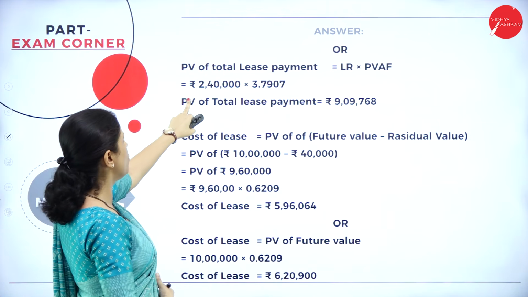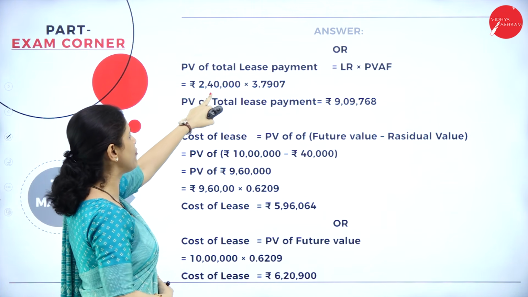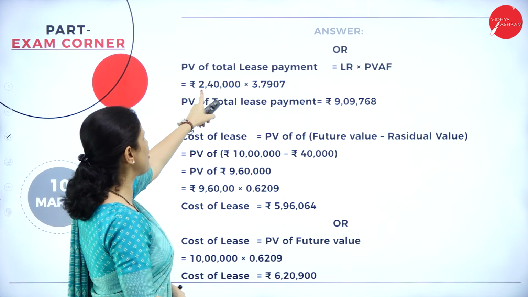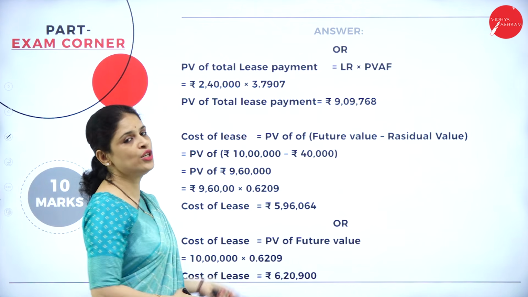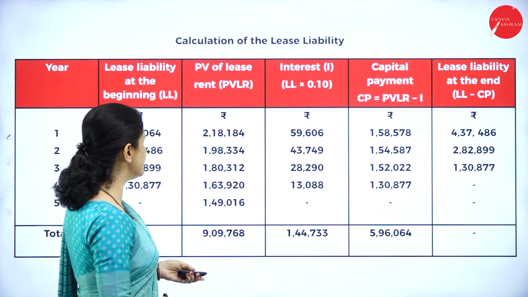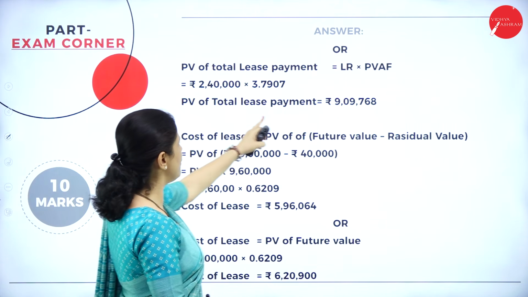So here what is the total lease payment, PV of lease payment, how to do it? 2,40,000, that is given in the problem, that is lease rent. 2,40,000 into 3.7907. How did we get that 3.7907? Here this is the total of all PV factors. So then what will we get?